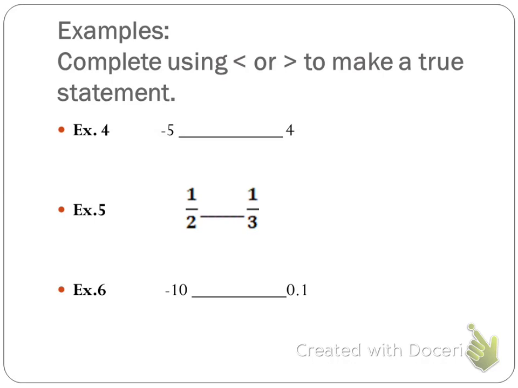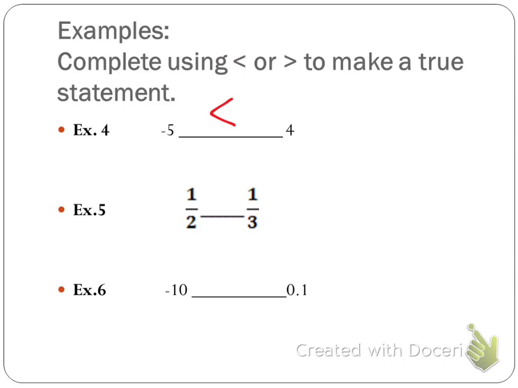Complete the statements using a less than symbol or a greater than symbol to make a true statement. So on the first one, we are comparing negative 5 to positive 4. Kion, which one do we want? So we are using one of these two symbols. So is negative 5 less than 4 or is negative 5 greater than 4? Less than. So we use the less than symbol, which is that one.